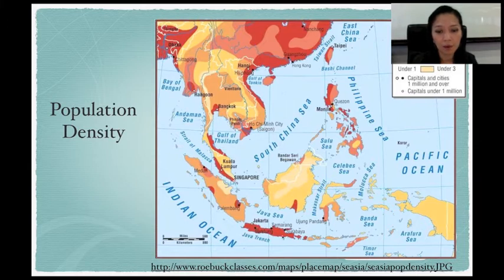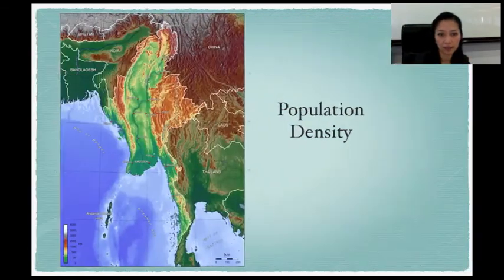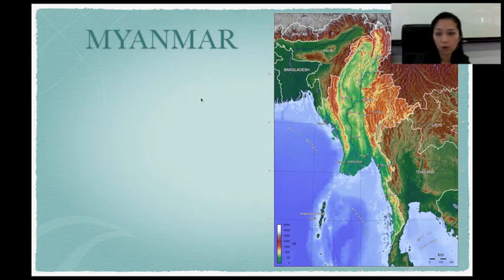Okay. What about this part? Jakarta. Or the Java Island. This is the whole Java Island. A lot of people live there. So many people. What about Manila? Lots of people live here as well. I'm gonna go on to the next slide. Okay. Well, look at Myanmar.